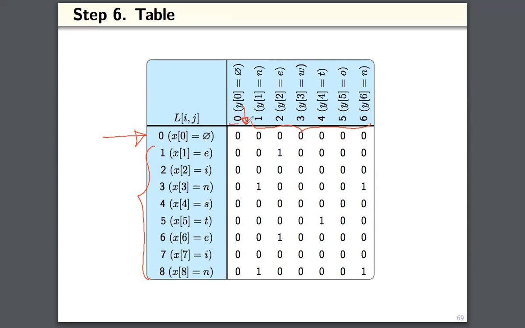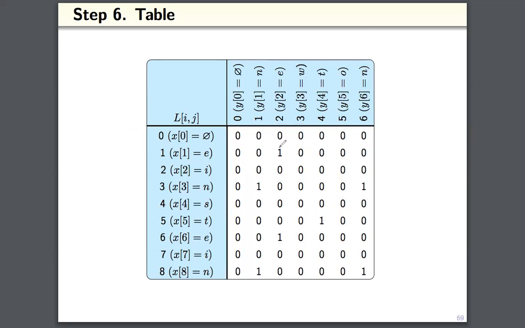Suppose you have 3 characters of Y and nothing in X. What happens? What is the longest common substring? 0, because there is no common suffix, so it's 0. The common suffix itself is 0. So in the entire 0th row or 0th column, the answer is 0.